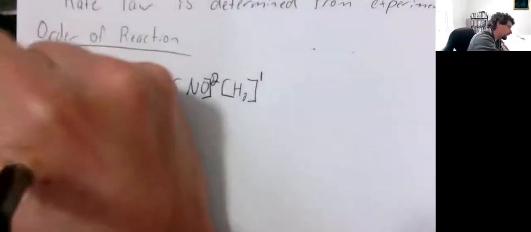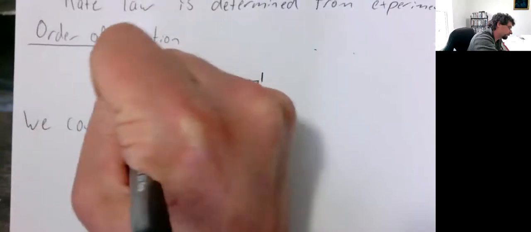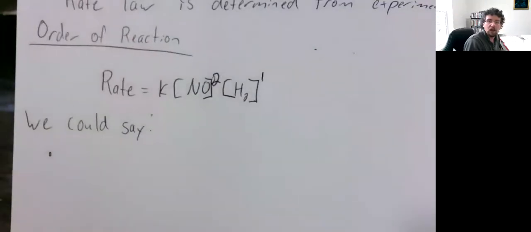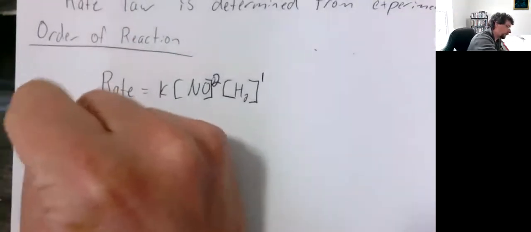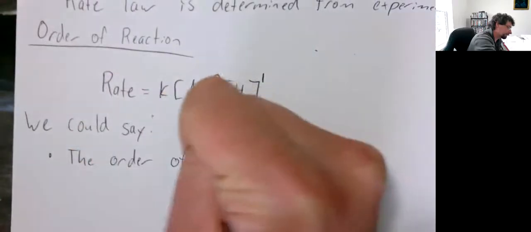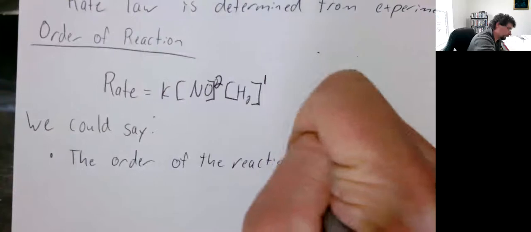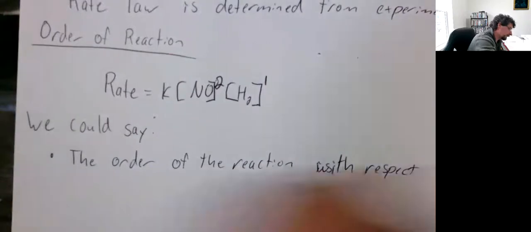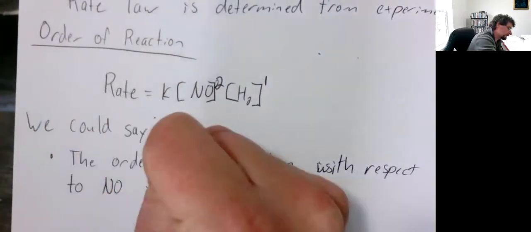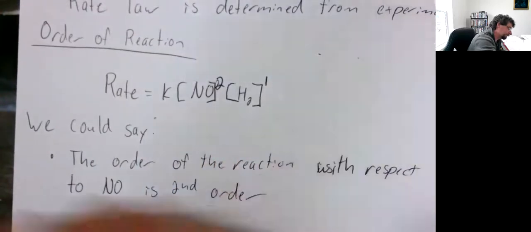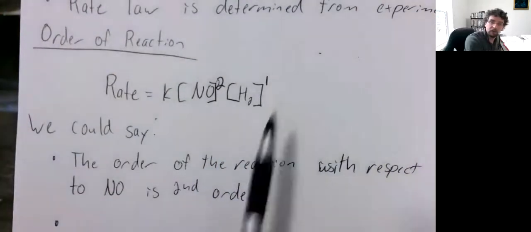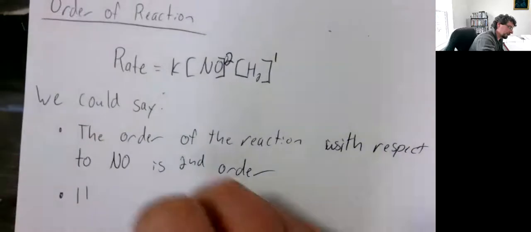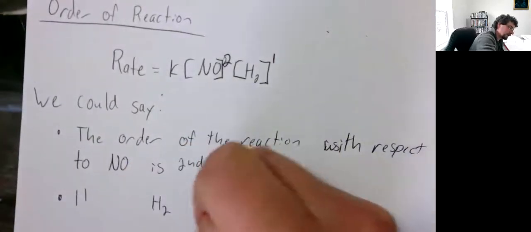We could say a couple things about this. The first thing we could say is that with respect to NO, the order of the reaction is second order. We could say something similar for hydrogen gas. The order of the reaction with respect to H2, in this case, is first order.